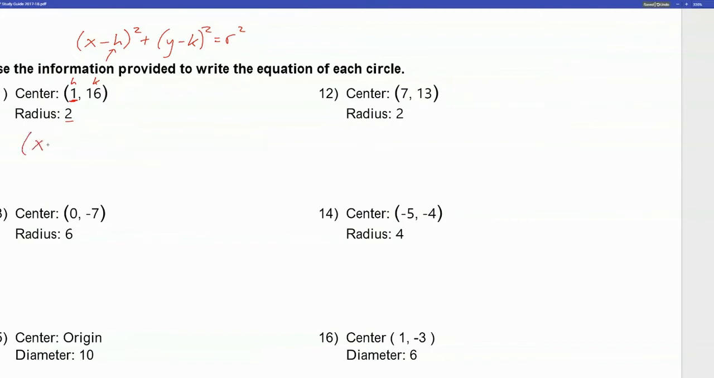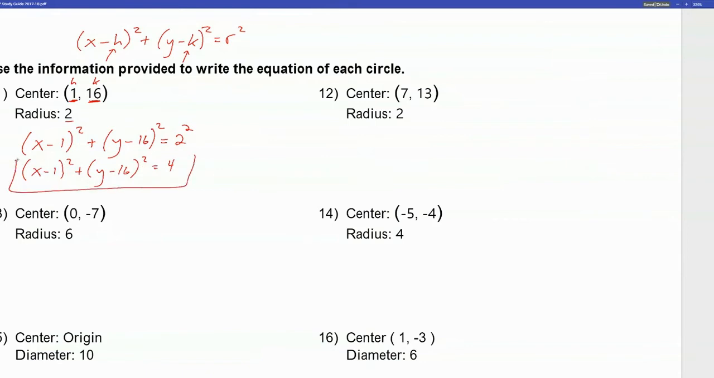So we're going to have x minus 1 squared plus y minus, whatever your y value is, it's 16. And remember the formula here is negative k, and that's basically just saying whatever the opposite is of your k value. So what's the opposite of positive 16? Negative 16. And then you square it. Our radius happens to be 2, but don't forget the formula says your radius is squared. So in the end, you're going to have x minus 1 squared plus y minus 16 squared, all equaling 4.